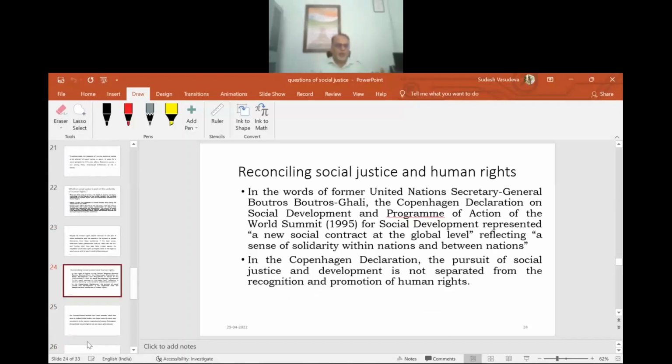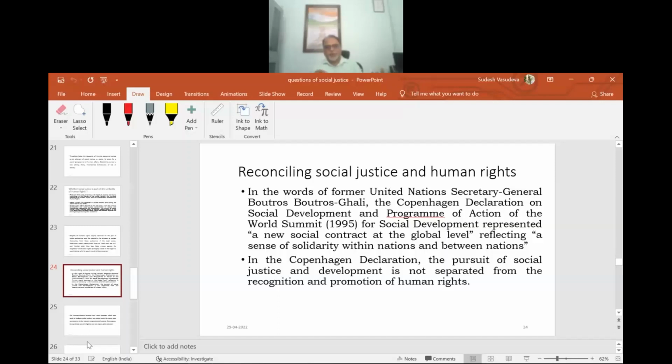Now, how do we reconcile this? Reconciling social justice and human rights. We find this reconciliation taking place later on, not in the initial documents. So in the words of the United Nations former Secretary General Boutros Ghali, when this Copenhagen Declaration was made, he says, a new social contract at the global level reflecting a sense of solidarity within nations and between nations.